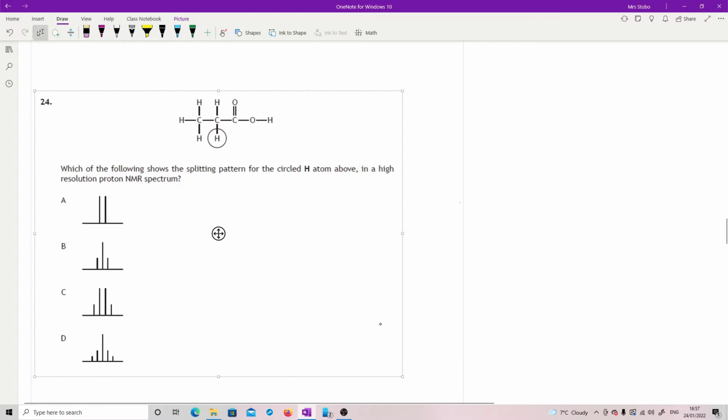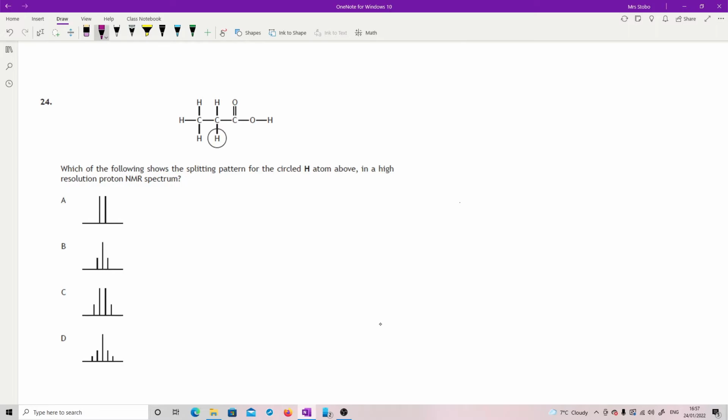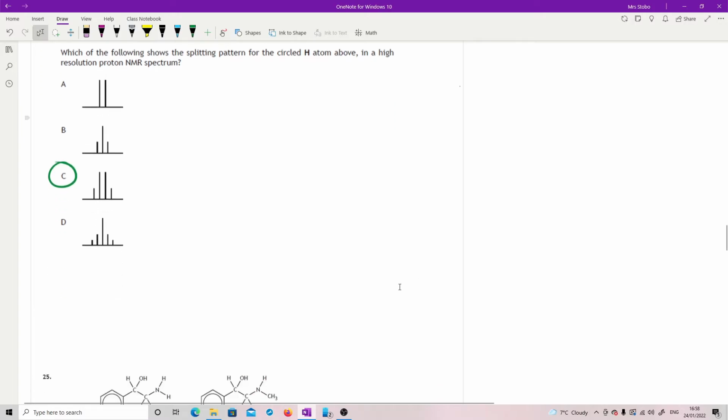Which of the following shows the splitting patterns for the circled H atom above in a high resolution proton NMR? Okay, so we're looking at this hydrogen, which is the same as looking at this hydrogen. Okay, and for the splitting, what we're looking for is hydrogens that it's next to. Okay, so this has next to it 3 hydrogens which are in a different environment, so therefore using your n+1 rule, it's going to go to a quartet. Okay.